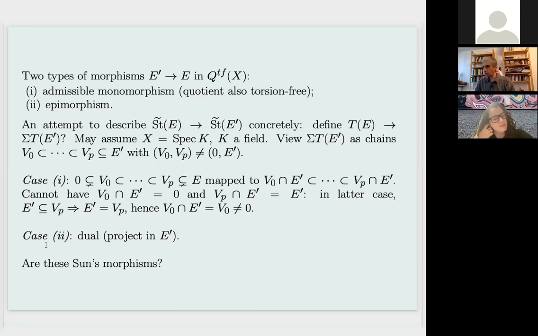And then in case of epimorphism, it's the dual procedure. You project to E prime, and it also works. So here are some candidates for the maps, but I don't know if they are the right morphisms. And it could probably be checked by the next slide, but I haven't done it. So the next slide is a bit surprising.